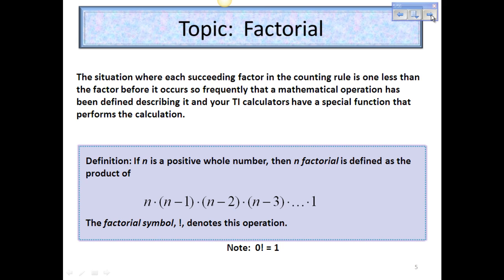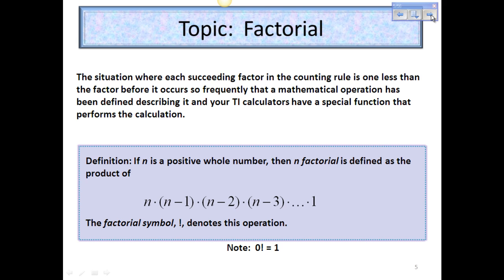If n is a positive whole number, then n factorial is defined as the product of n times 1 less than that times 1 less than that, and so on and so forth, all the way down to 1. We do not multiply by 0 in there because anything multiplied by 0 is 0.